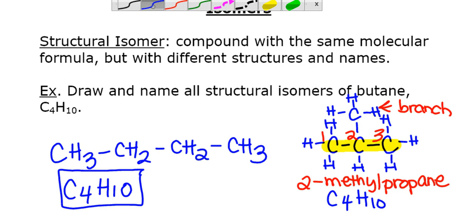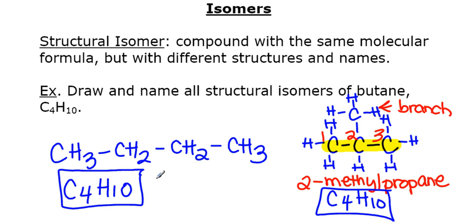It has the same number of carbons and hydrogens as we have over here. This is butane. But when you look at them, you can see structurally they're different. And because of that, they have different names. So this is a simple example of a structural isomer. Same number of carbons and hydrogens, so same number of atoms, but different structural arrangements, and therefore different names.